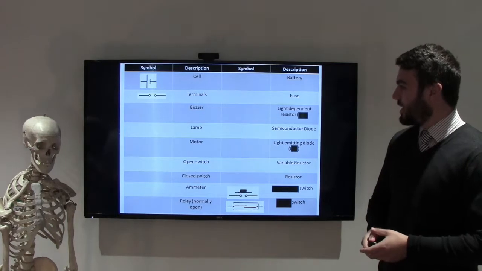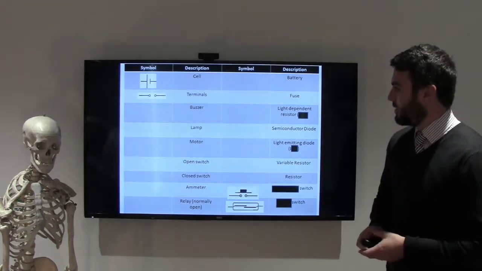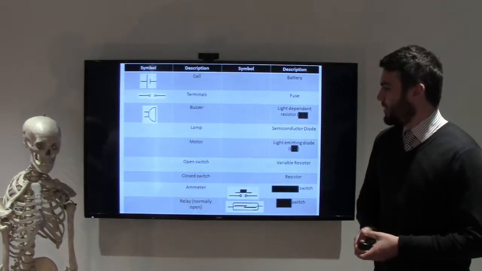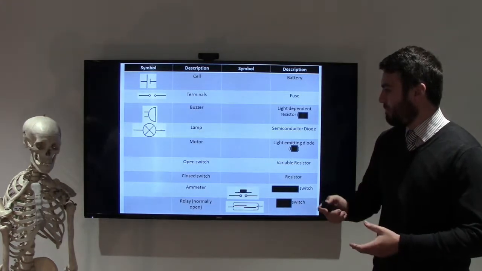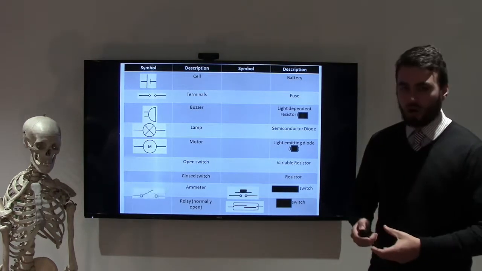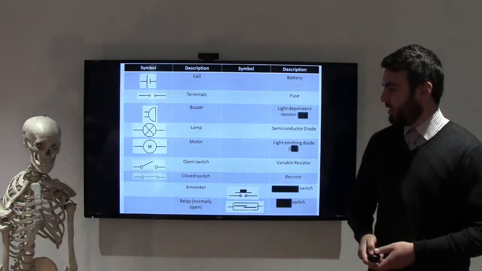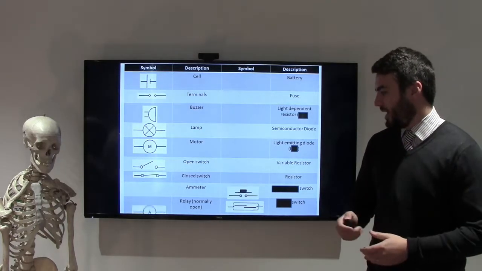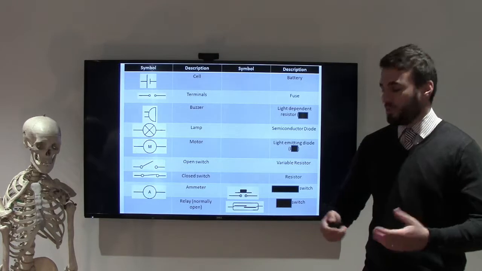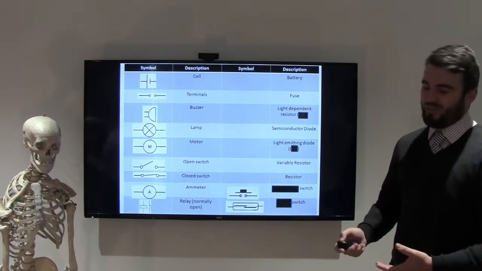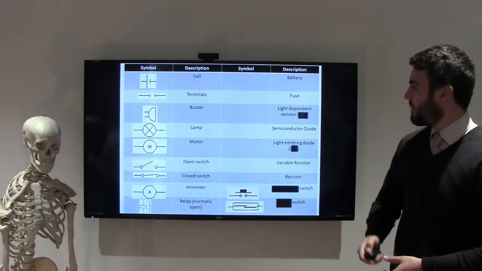Terminals, if I've got the ends of something, like the ends of a switch. Buzzer, easy. Filament lamp, motor, big M. Open switch, as you'd expect. Closed switch, I've just closed it. Ammeter, measures current, goes in series. Relay, never really need that one, but it's on there anyway.